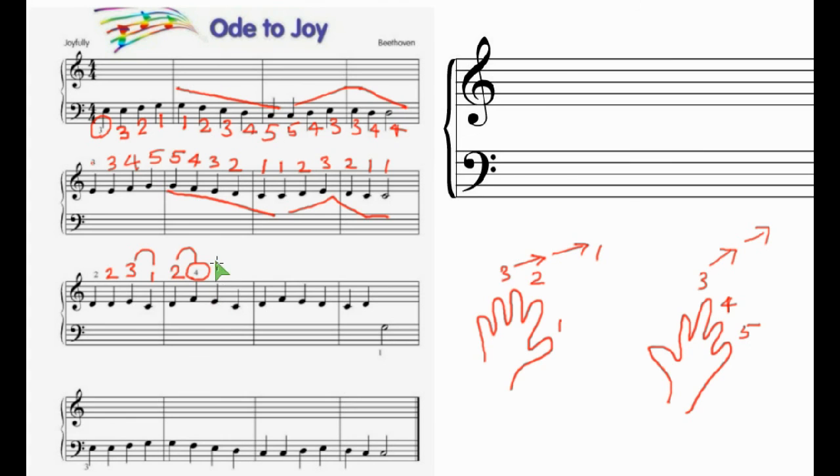Then we move down to 3. These notes are neighbors from space to line. Then we jump again from 3 down to C with finger 1. From C, we move up a neighbor to D. Then we jump up again.